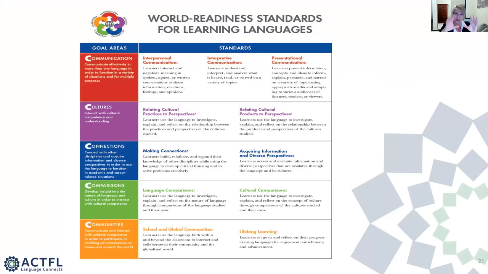All right, so I want to just remind us of the World Readiness Standards. Communication is our first standard, and most of the time we're focusing on that. We have three modes of communication. We have a lot to do. We have four skills, three modes. But I want to remind you that when we bring in these other standards, cultures, connections, comparisons, communities, that's when we're really helping our students develop that ICC.